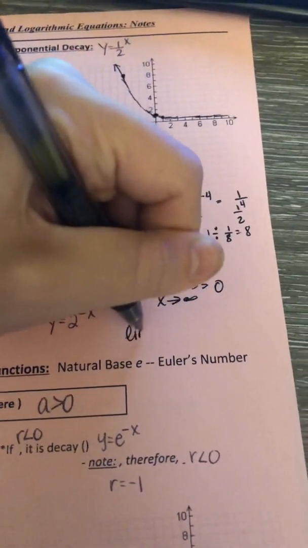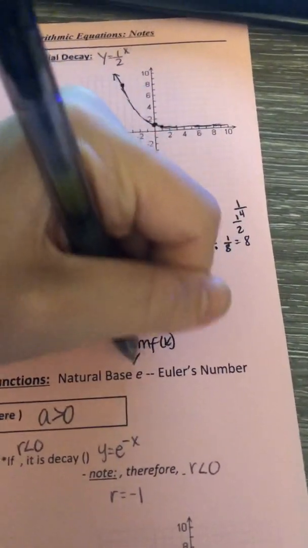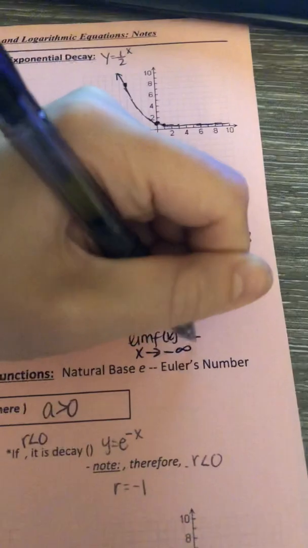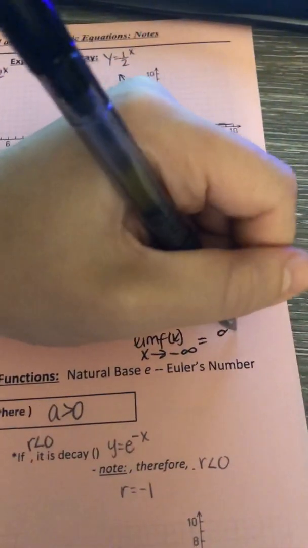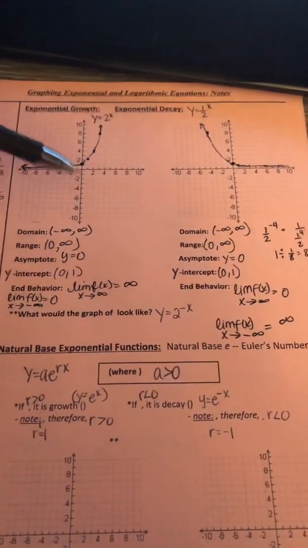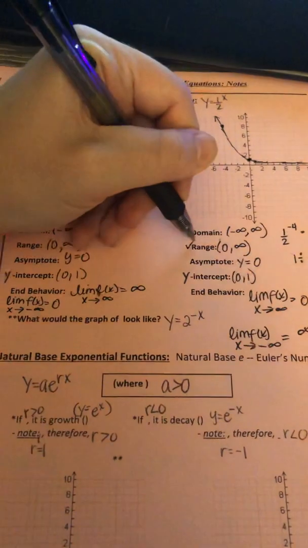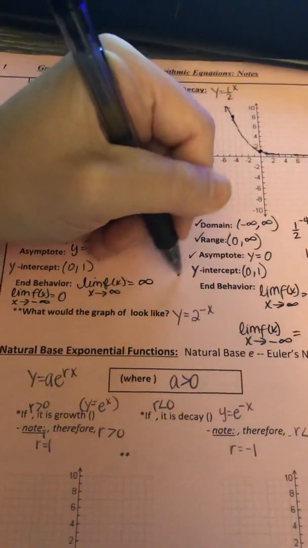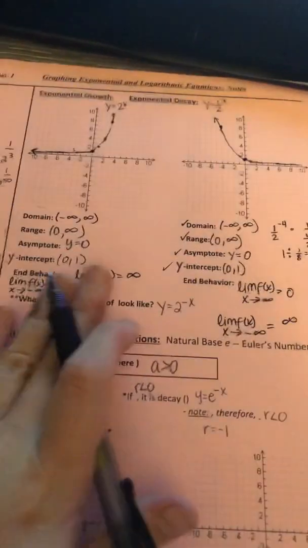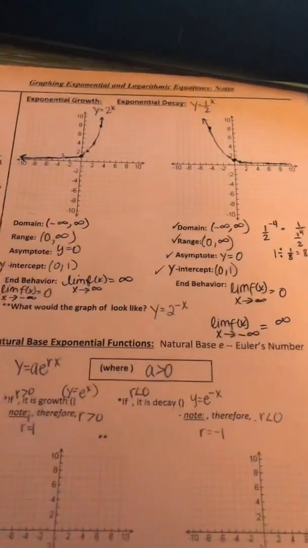And then the limit of f of x as x approaches negative infinity is going to give us a positive infinity y value. So it's very, very similar. They're the same in several respects. Domain, range, the asymptote, the y-intercept. The only thing that is different between these two graphs is the end behavior.